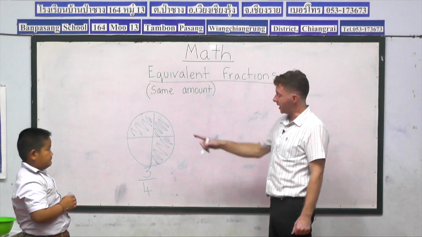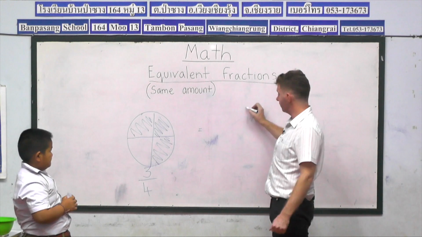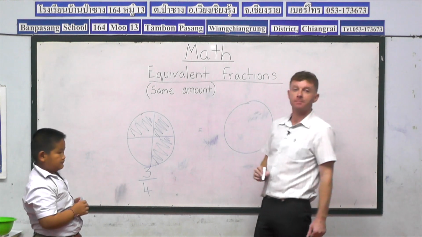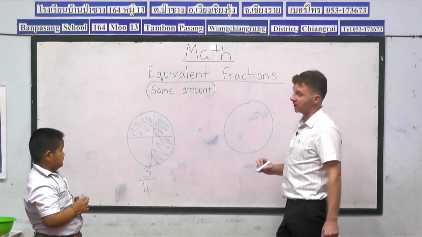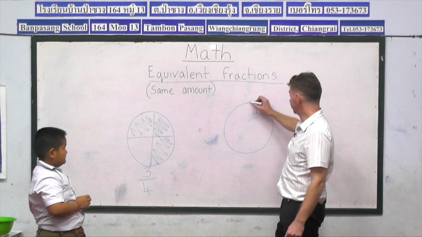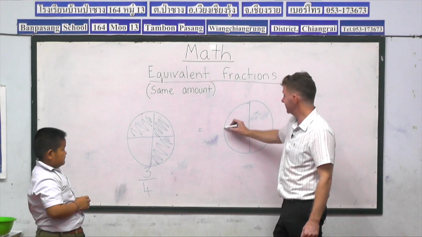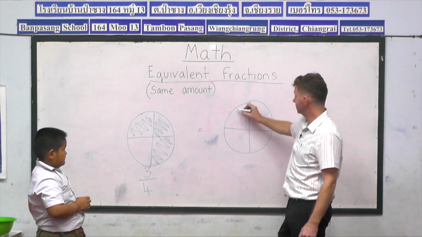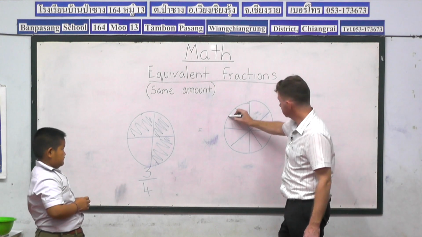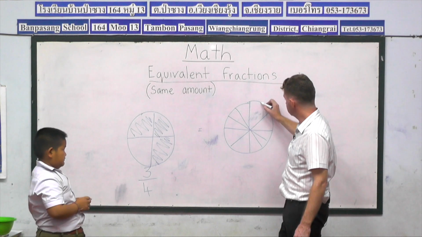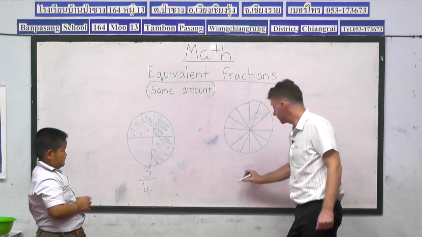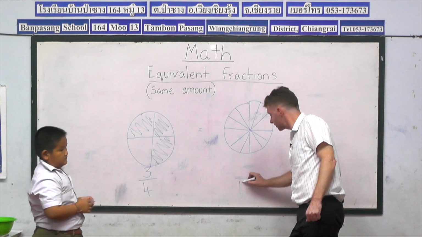Okay, but now I want Net to demonstrate the equivalent fraction. Let's see, how many parts can we have this time? I know. We can't have 2. 2 would be too small. We need 3. 2, 4, 6, 8, 10, 12. Okay, so we've got a denominator of 12.